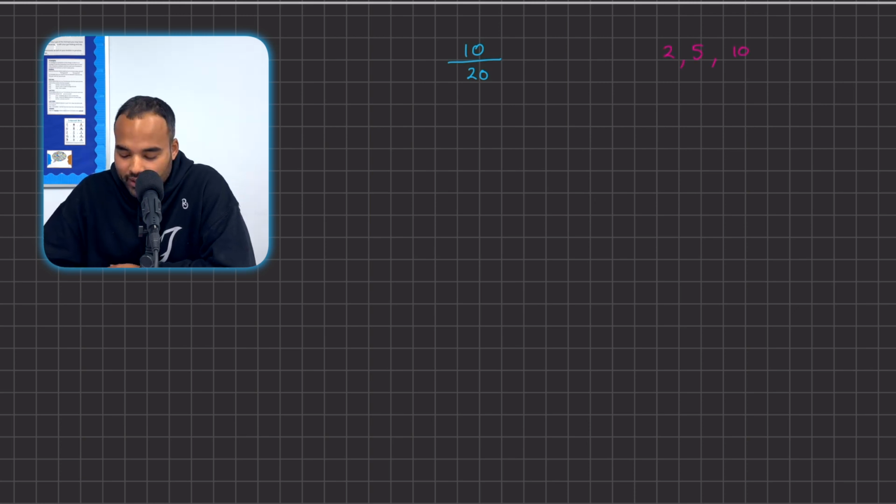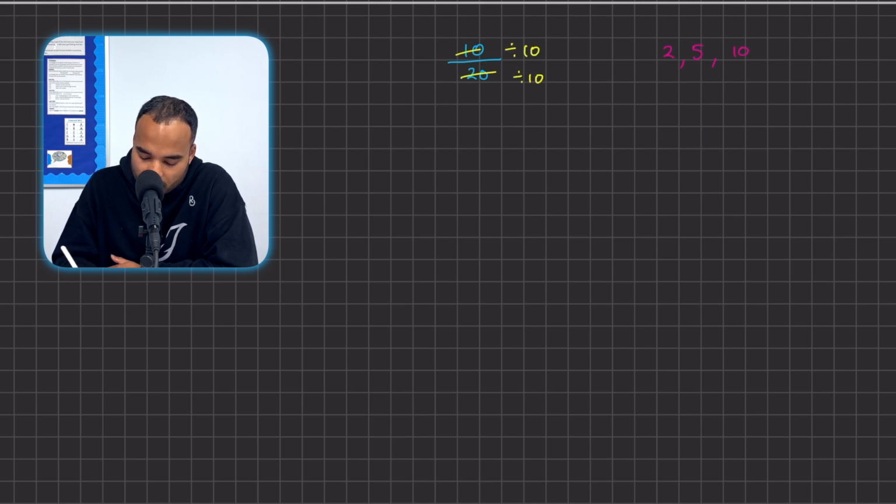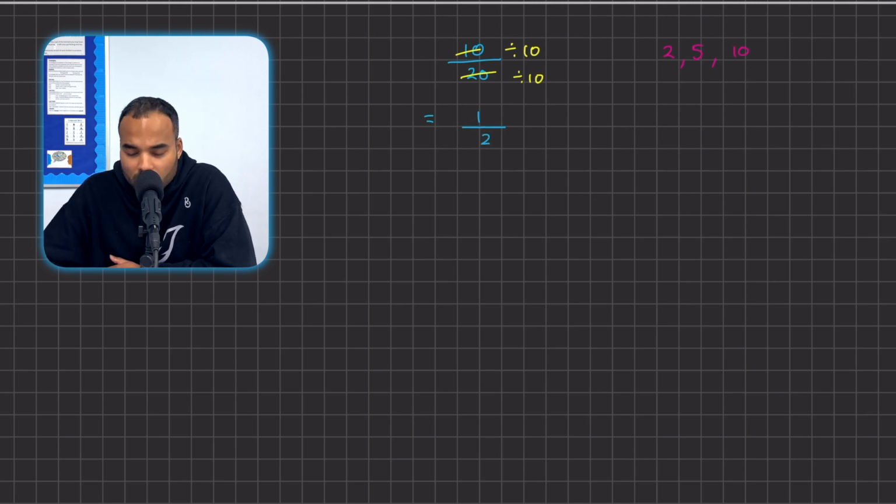You should always try and pick the largest number that goes into both the numerator and denominator, right? So I'm going to pick 10, and I'm going to divide both my numerator and denominator by 10. I'll show you what to do when you maybe can't think of the largest number that goes into both. So if I divide both by 10, 10 divided by 10 is 1, and 20 divided by 10 is 2. So once again, just like the previous example, 10/20 is the same as a half. So in its simplest form, 10/20 is the same as a half.